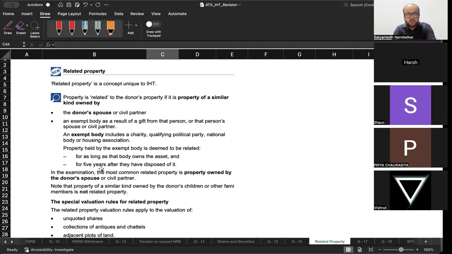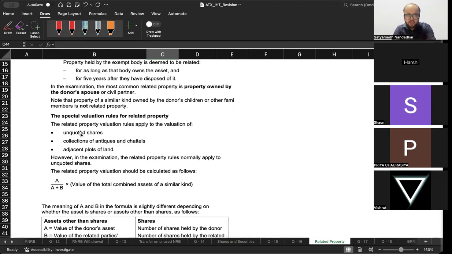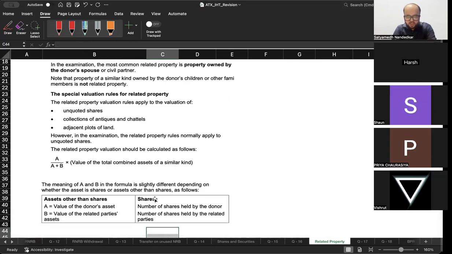Now, with respect to related property, what is the valuation rule? If you are calculating the value of unquoted shares, if the asset is shares, then the related property valuation should be as follows: A upon A plus B into value of combined assets of a similar kind, where A is number of shares held by the donor, B is number of shares held by the related parties. ठीक है. ऐसे करके आपको मिलेगा value of that particular item held by the donor. If this item is something apart from shares, then same formula, but then A means value of donor's asset and B means value of the related party assets.